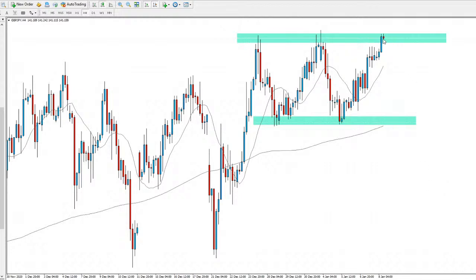If we hold this, again, we'll probably see another leg to the downside, because at that point we're just consolidating a little bit. But I do think we have a good chance of breaking to the upside there.